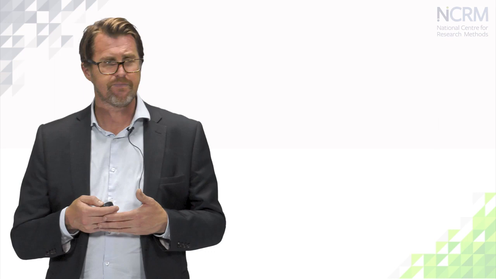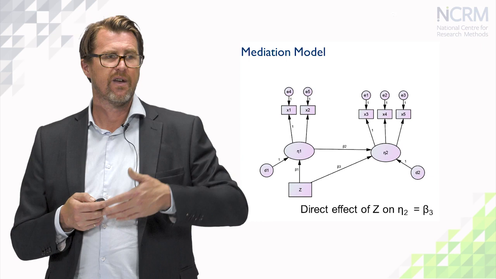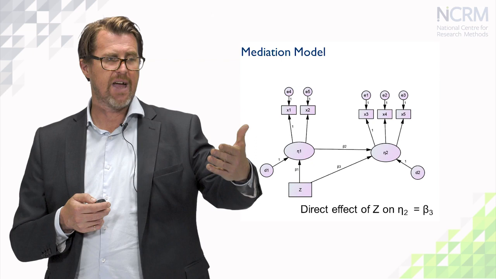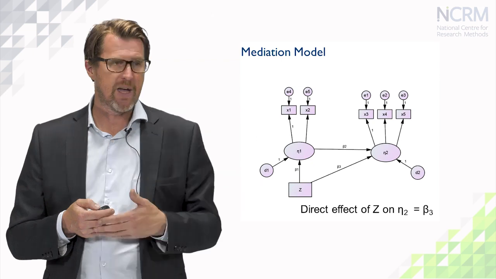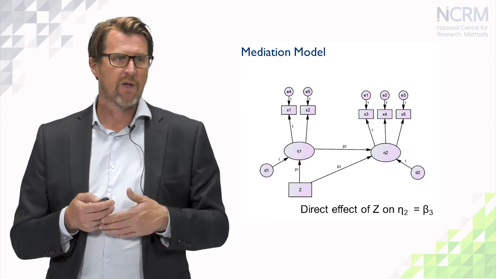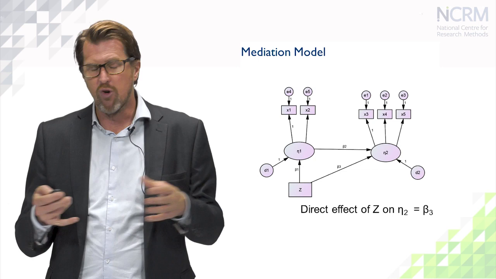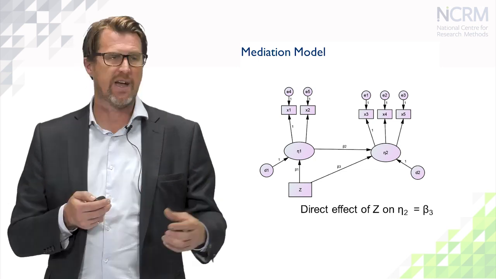We've seen a couple of examples of path diagrams with mediation already. Here we see an example where we have eta 2, a latent variable, which is regressed on eta 1, and we have a third variable z, which is our exogenous variable here, and we can look at the different effects that z has on eta 2. First of all, the direct effect of z on eta 2 is the beta weight beta 3 here, the direct path. So that's what we would normally be focusing on in a regression equation, that direct effect.